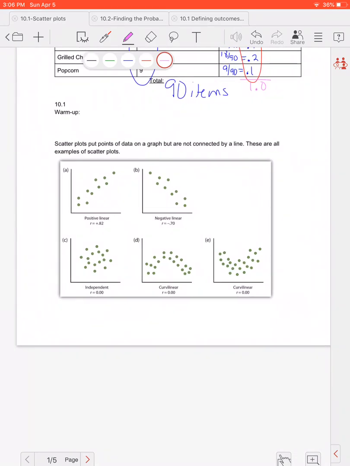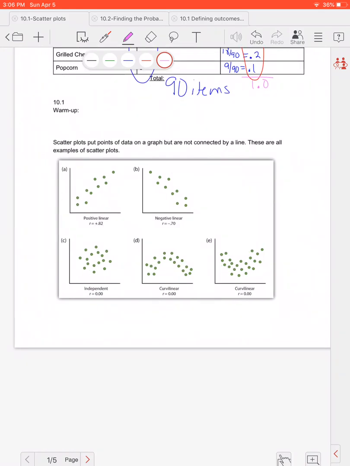We're going to go ahead and skip the warm-up. So scatter plots are a bunch of points of data on a graph, but they're not connected by a line, okay? So these are examples of scatter plots here.